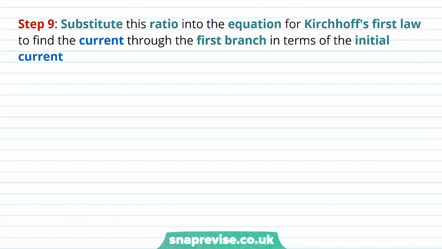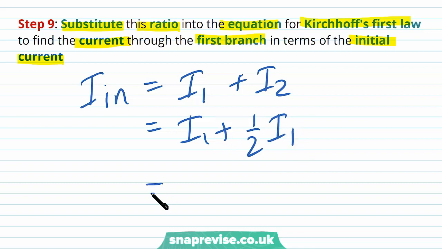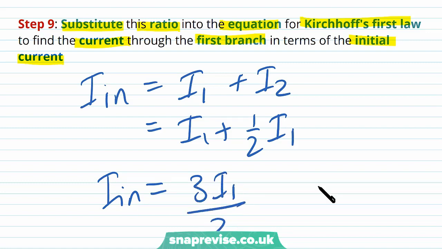Our ninth step is to substitute this ratio into the equation for Kirchhoff's first law to find the current through the first branch in terms of the initial current. So the current going in, we said, was equal to I1 plus I2. And we've now found that I2 is equal to I1 over 2. So we've got I1 plus a half I1. So this gives us the current going in as equal to 3I1 divided by 2.